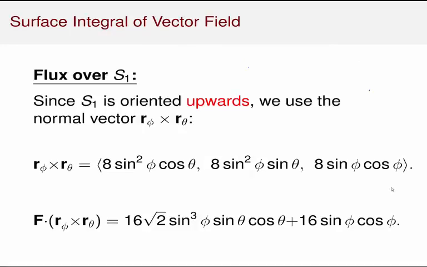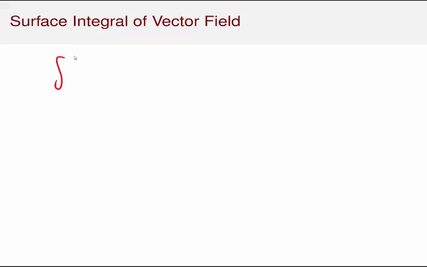Well, without giving you the full details of the calculations, I've written down here the vector for r phi cross r theta, as well as the dot product of our vector field F and this vector. With this, we can now evaluate the surface integral of our vector field F across the surface S1.